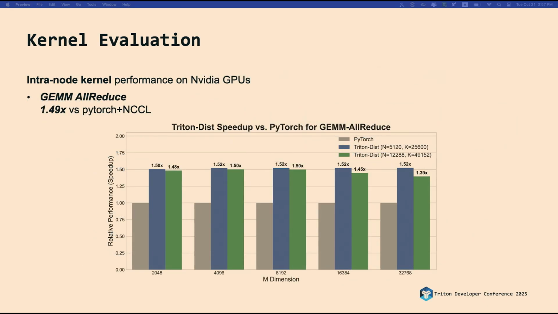So here we show another pattern which is more popular. It is GEMM AllReduce. For this pattern on NVIDIA GPUs, we can reach a 1.5x speedup compared to PyTorch plus NCCL. And each bar within this figure represents a different problem size.